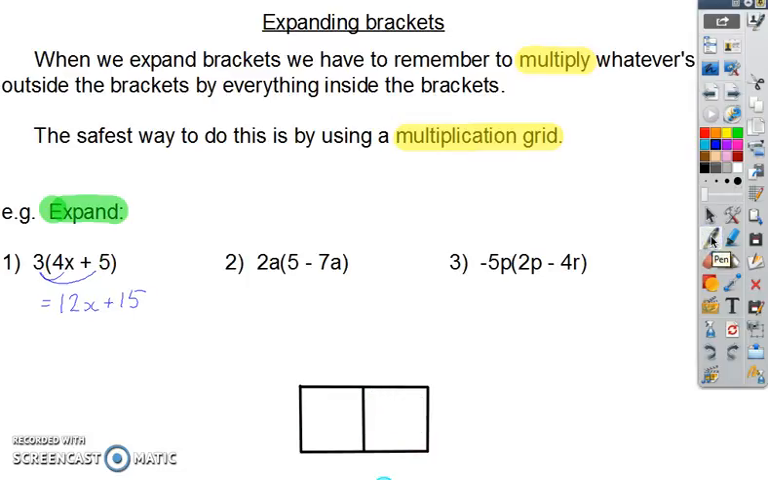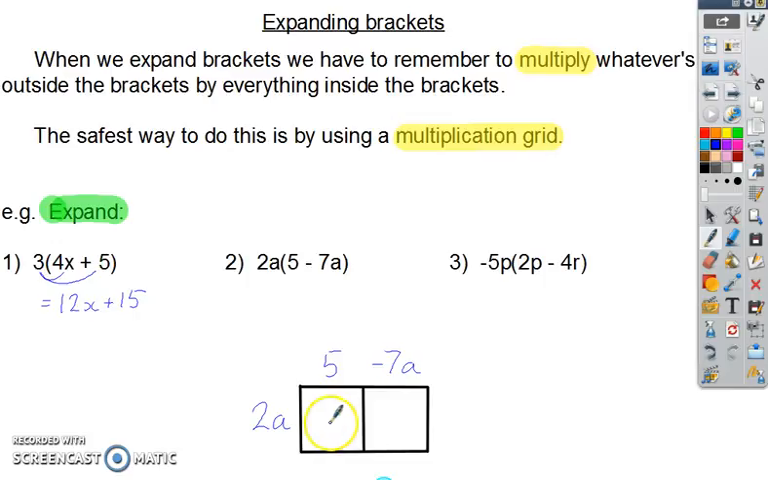Now we've got 2a (5 minus 7a). Now it doesn't matter what order things are in where they're inside the brackets. All you've got to do is get that order right on top of your grid. 5 and then take away 7a. This take away in front of the 7 is part of that number in front of the a. So we've got to keep it, we've got to be careful with it.